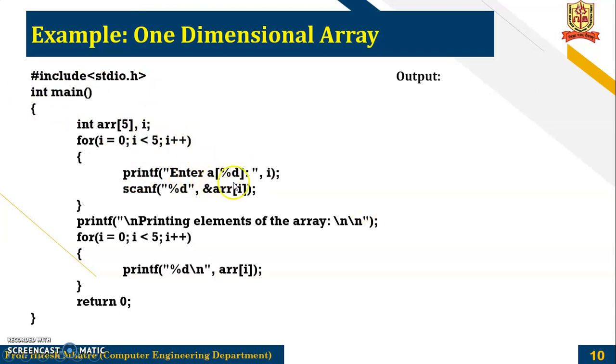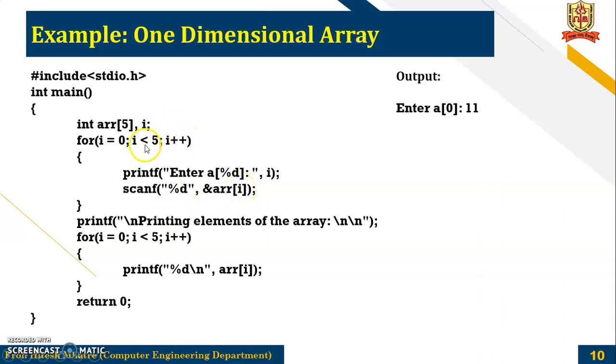Now this will be printed as it is. Since I have written a percentage %d, this we have also done in formatted input output, then I. So whatever the value of I is, 0, it shows enter A of 0. So you will see here A of 0. Now scanf. Here I have entered 11, so this indicates A of 0 is 11, because the value of I is 0.